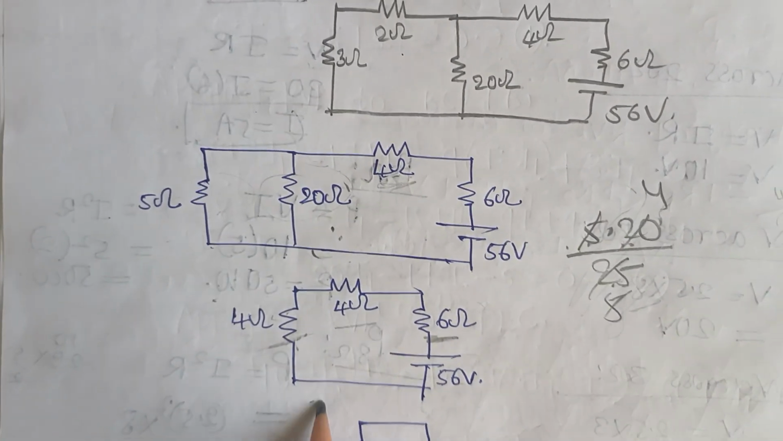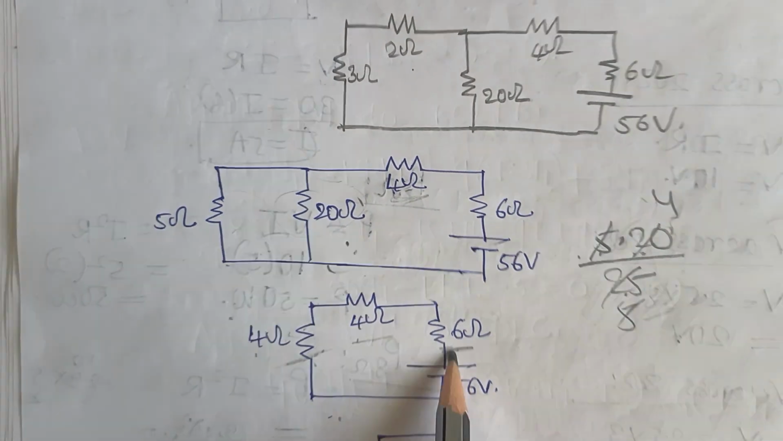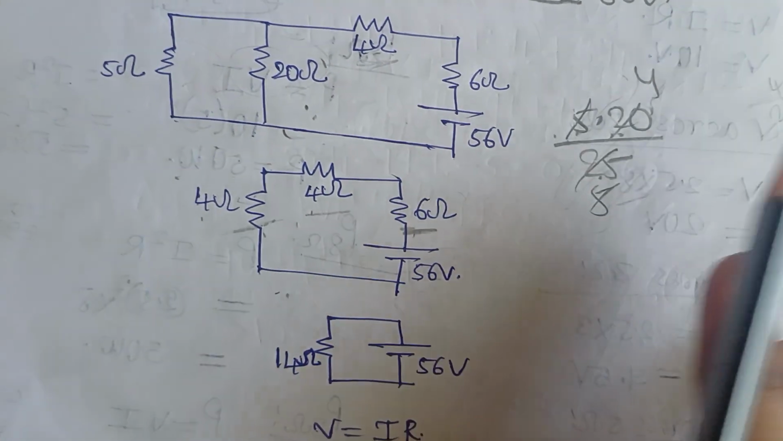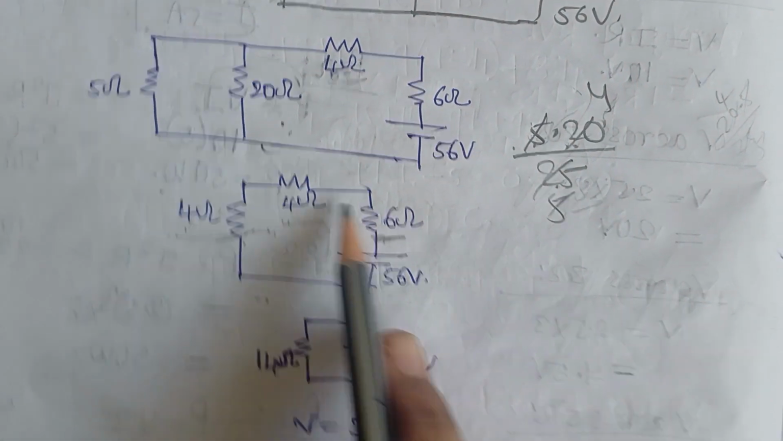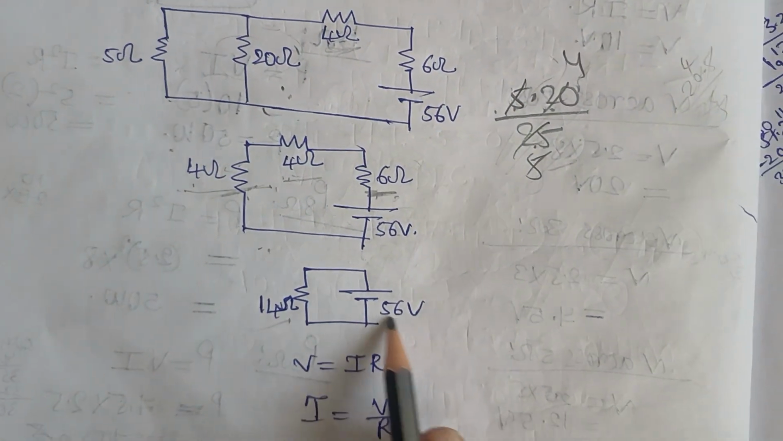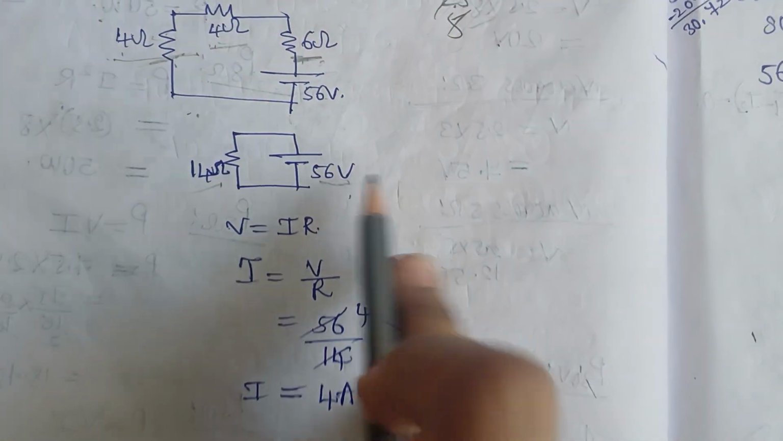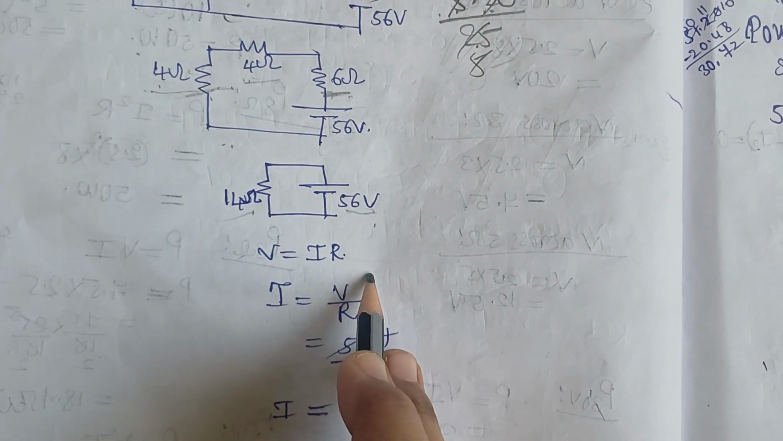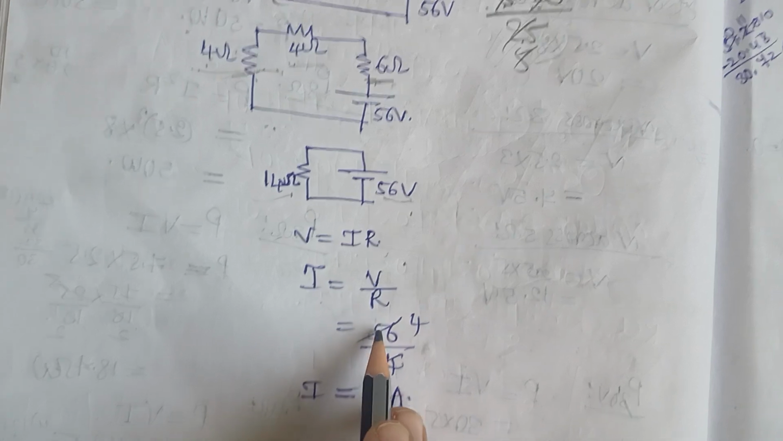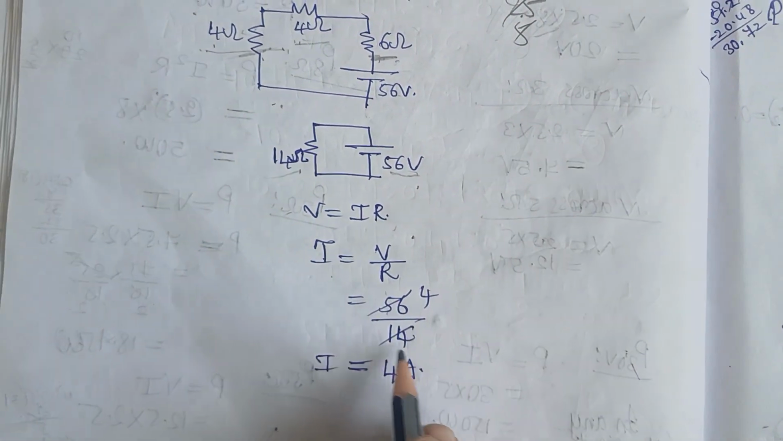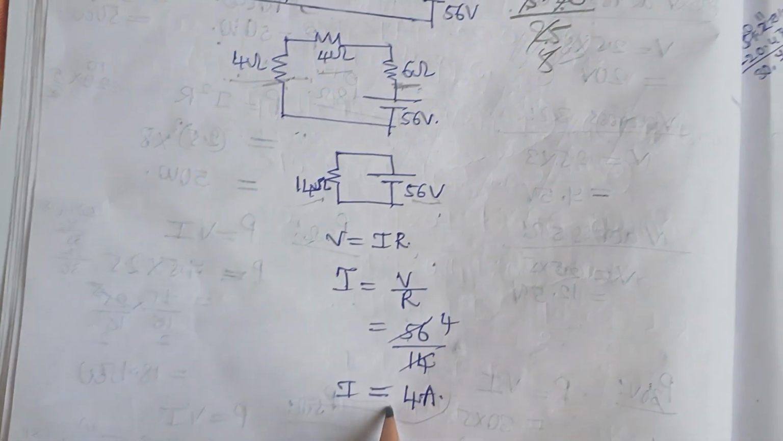here a 56 volt battery. Since your 4 ohm and 6 ohm were in series, again the sum of this entire one is 14 ohm, and here you have 56 volt, and again by using the formula V is equal to IR, from this we get I is equal to V by R, right? And from this we'll get the value of current as 4 ampere.